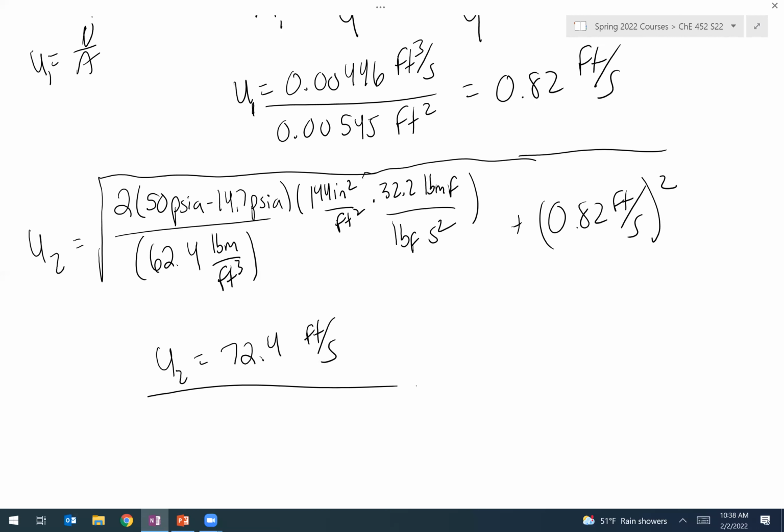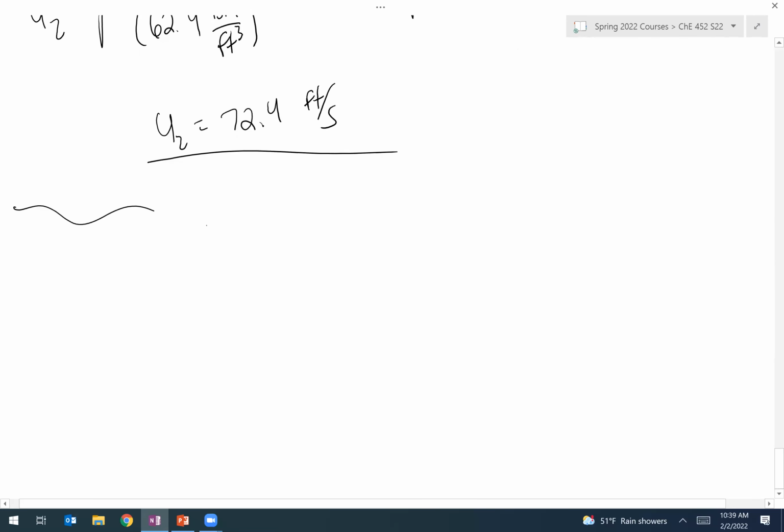All right, so how much time do we have left? Not a ton. So in lieu of doing the problem on the back, we might do that next Monday. I want to touch briefly on everybody's favorite, momentum balances.